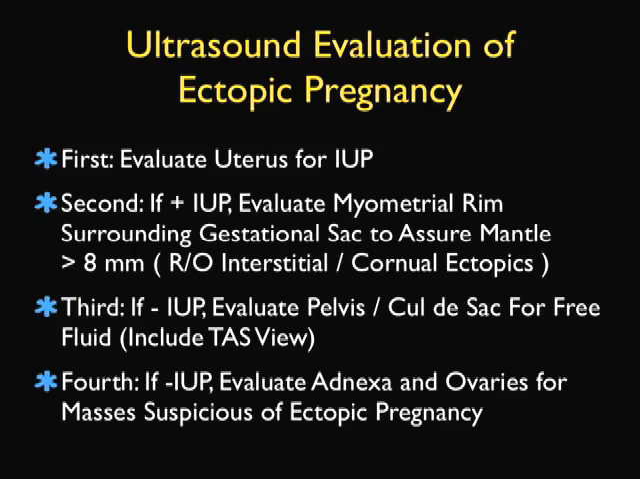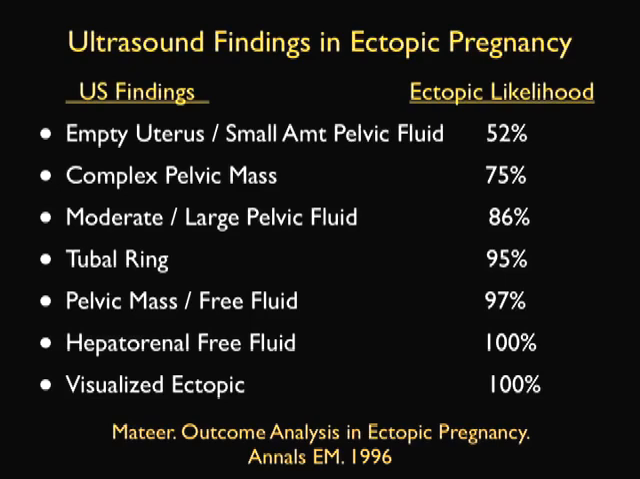We should include the transabdominal views on this examination to look into the pelvis as well as the right upper quadrant for fluid. Fourth, if no intrauterine pregnancy is seen, we can also evaluate the adnexa and ovaries for masses suspicious of ectopic pregnancy. Here's a nice table from a very important article by Dr. Mateer in the Annals of Emergency Medicine 1996 going over the ultrasound findings in ectopic pregnancy.